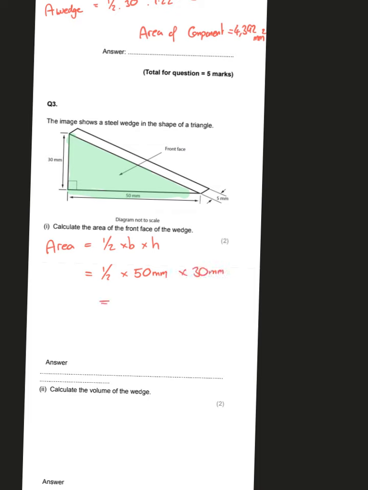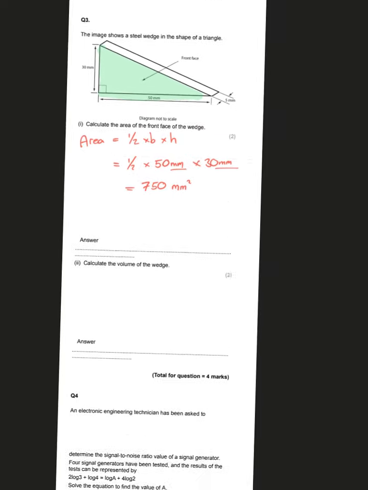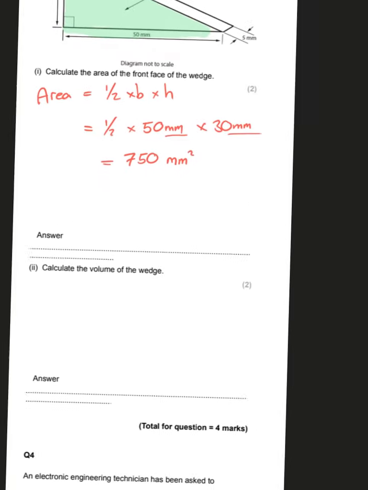You can plug that straight into your calculator. 50 by 30 by 0.5. And you should get 750. Be careful, it's an area, so you need to include your unit, millimeter squared. So it's millimeter multiplied by millimeter, so it's millimeter squared. And that should hopefully have been a nice 2 marks.